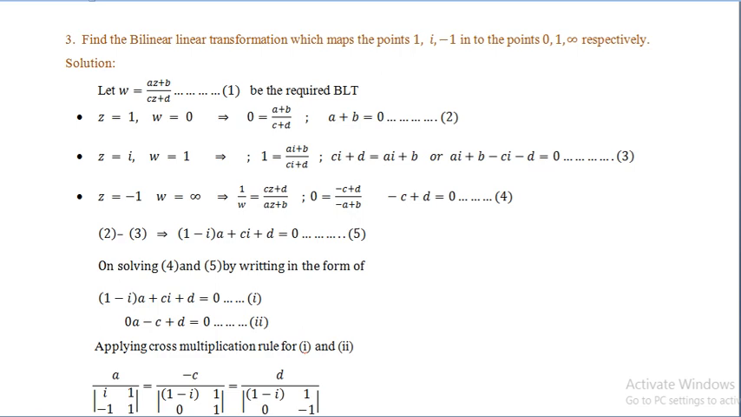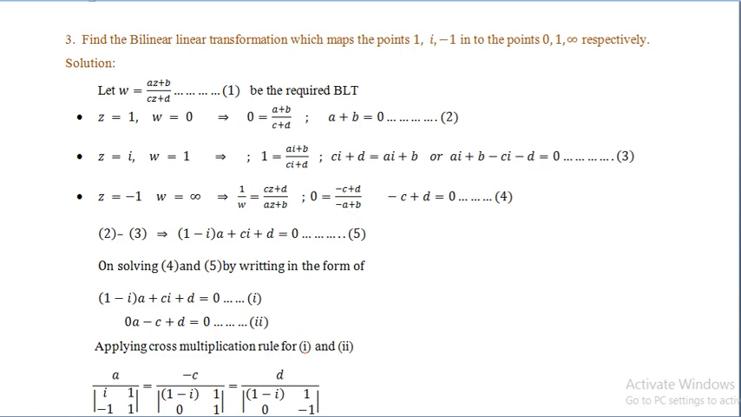And third one is z equal to minus 1 and w equal to infinity. So you know that when w equal to infinity, we will rewrite this as 1 by w and reverse the right hand side here, and substitute z and w value, we'll get minus c plus d equal to 0. So equation number 4. So first one we subtract 2 and 3, we will get (1 minus i)a plus ci plus d equal to 0. So equation number 5.